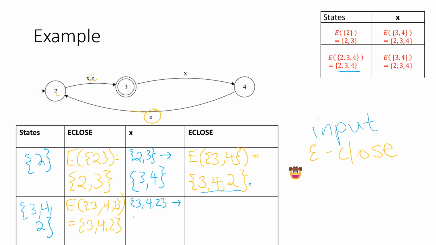And now let's look at the things that you can get to from 3, 4, and 2 on x. Well, 3 goes to 4 on x. 4 does not have an x transition, and 2 goes to 3 on x. So I've written this as a 4, 3, and of course 3, 4, like it is up here is also totally fine. And let's go ahead and do the epsilon close of 4, 3. And because 3, 4 and 4, 3 are the same, we actually know the answer already from up here, and it's 3, 4, 2. And so again, I've already included 3, 4, 2 in the left-hand column, so I'm done.